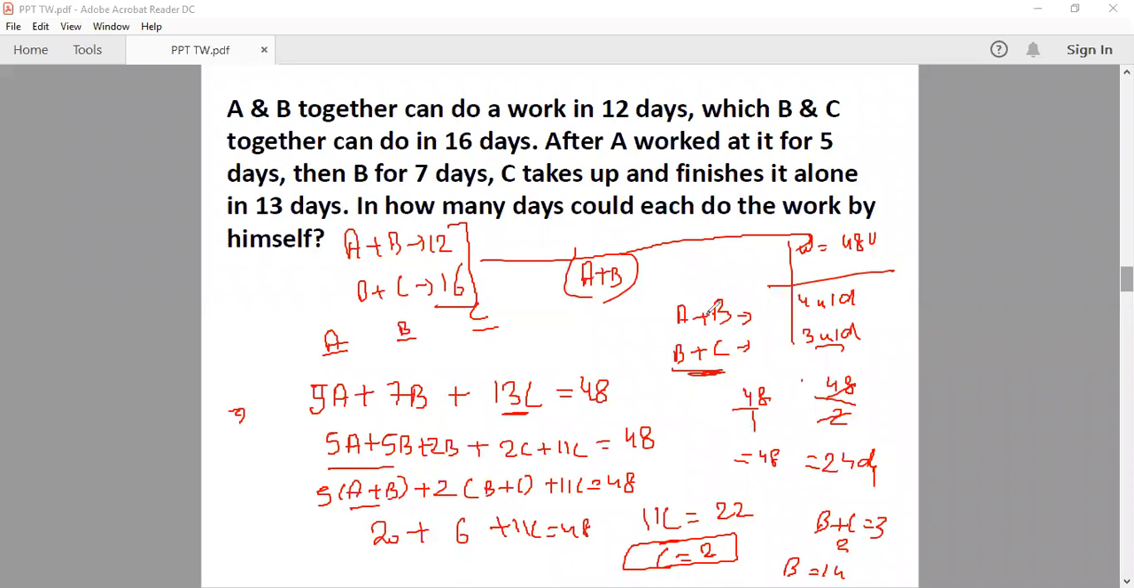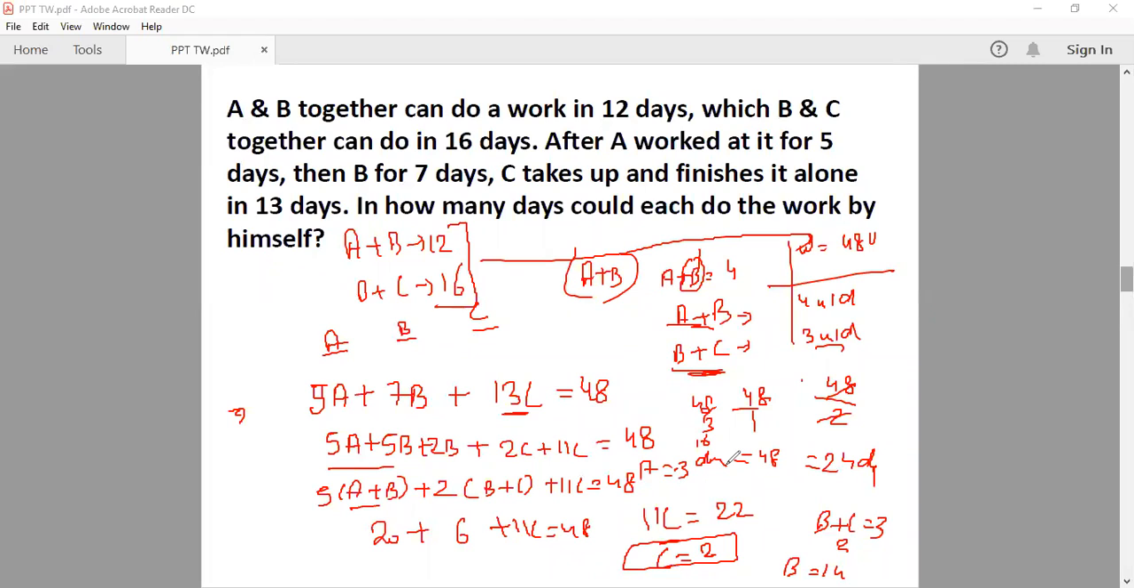सिमिलरली बी प्लस सी कितना था मेरे पास, बी प्लस सी 3 यूनिट्स था, सी का आया 2, सो बी आया मेरे पास 1 यूनिट पर डे, बी का टाइम आया 48 बाय 1, 48 डेज। नाउ ए प्लस बी दिया हुआ था मुझे 4, बी मैंने निकाला 1, तो ए के लिए आएगा 3 और ए का टाइम आया 48 बाय 3, 16 डेज। इज इट क्लियर टू एवरीवन नाउ? द आंसर इज 16, 48, 24.